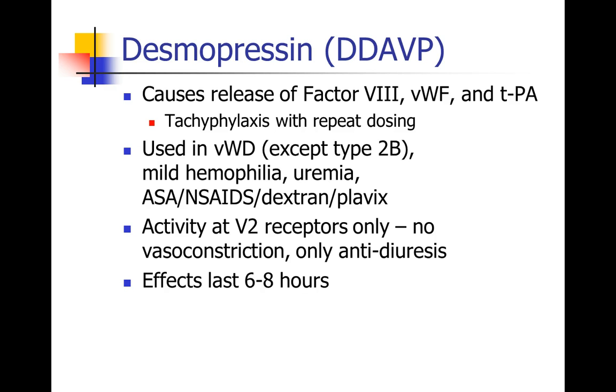Finally, just as a little catch-all here at the end, I wanted to discuss Desmopressin, DDAVP, for just a moment. This is a substance that causes release of factor 8, von Willebrand factor, and TPA, endogenous TPA. It's most commonly used in the treatment of von Willebrand's disease, and it's in fact the treatment of choice for all except a certain type called type 2B.